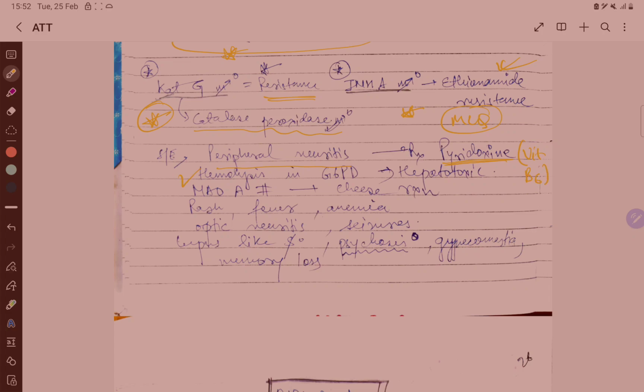It also causes hemolysis in G6PD deficiency patients, causing hepatotoxicity. It is also an MAO-A inhibitor, so it causes the cheese reaction. It causes rash, fever, anemia, optic neuritis. Seizures can be seen. Gynecomastia can be seen. Psychosis, it is very important.